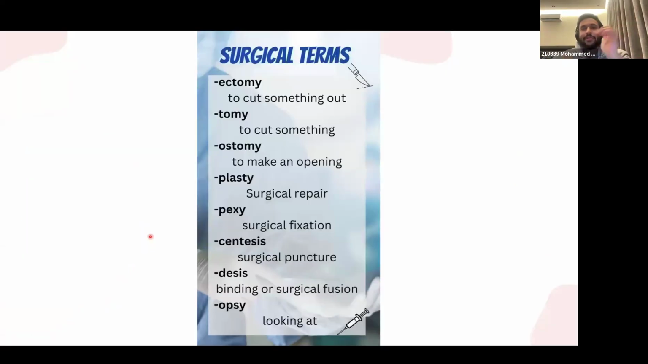So before I begin, this block is heavily reliant on surgery. There's a lot of surgical stuff in this block. So I put this slide as a reference for the terms that we use in surgeries, okay? So for example, ectomy is when we try to cut something out. So for example, esophagectomy, if I say that, you're removing the esophagus. Gastrectomy, you're removing stomach, okay? Cholecystectomy, you're removing the gallbladder. These are the terms.